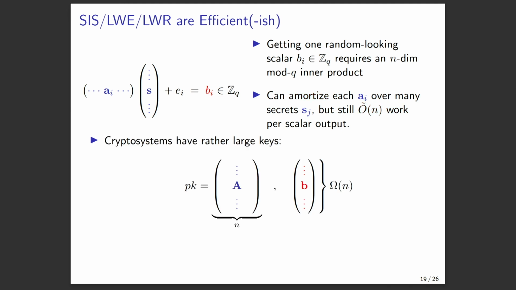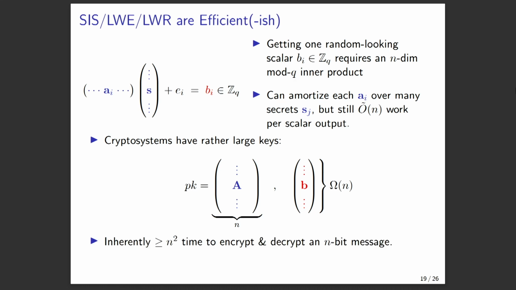And what this means is that the crypto systems inherently have rather large keys. This thing is quadratic in size. It's got to be at least n by n, and this thing has got to be at least linear in size. And so no matter how you look at it, you have to do n squared work to encrypt and decrypt an n-bit message. I'm not saying this is terrible, but we're greedy and we'd like to do better.